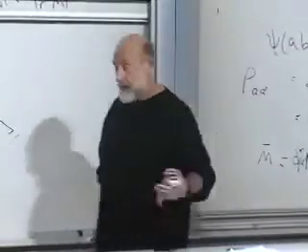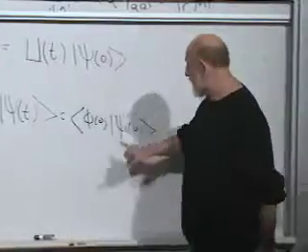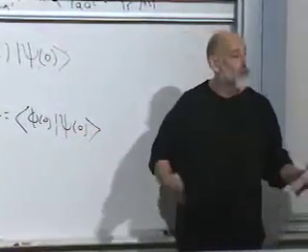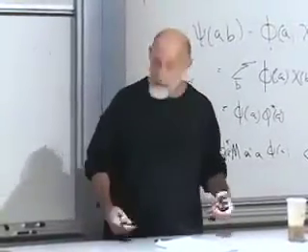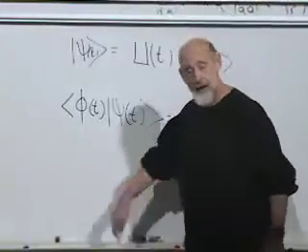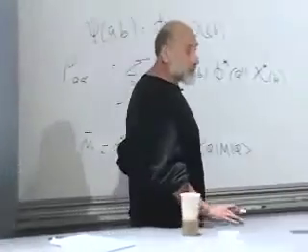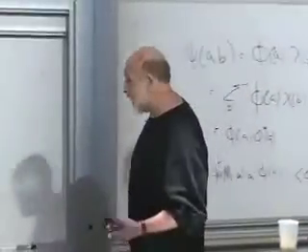But in particular, for example, if phi and psi are the same, then this is just a normalization. Phi is just a normalization, which we normally set equal to 1. If phi is equal to psi, it's just a statement that the total probability doesn't change with time, that the normalization of the state doesn't change with time.